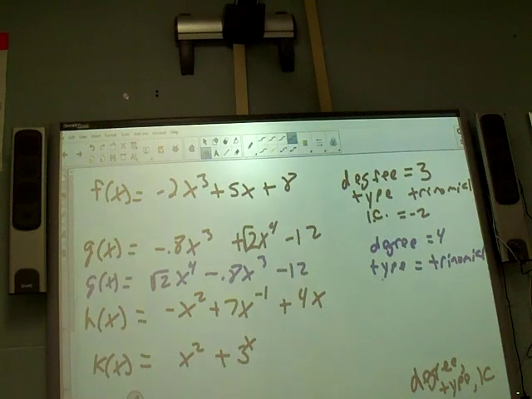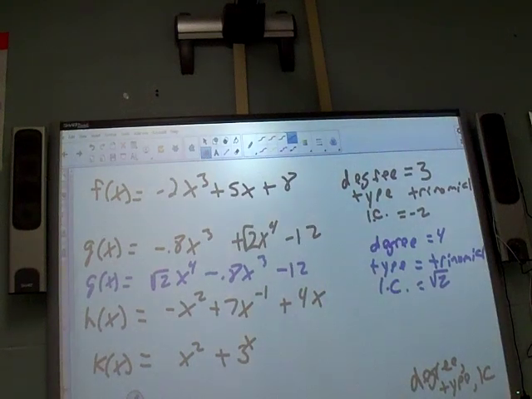Oh, yeah. I was thinking it had 4 terms. Alright, leading coefficient. So go find your term that's got the degree of 4. And the number in front of that is square root of 2. That's it.